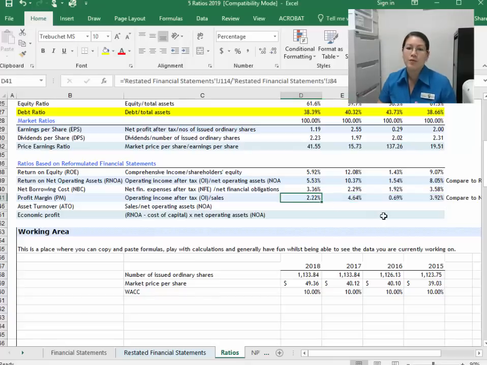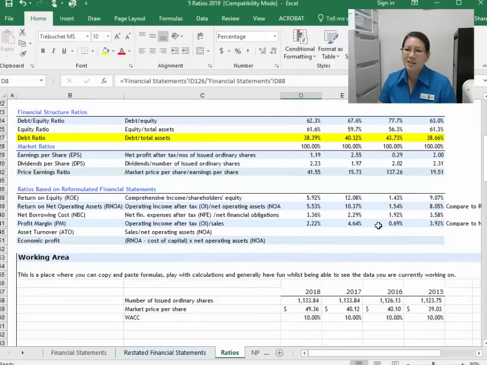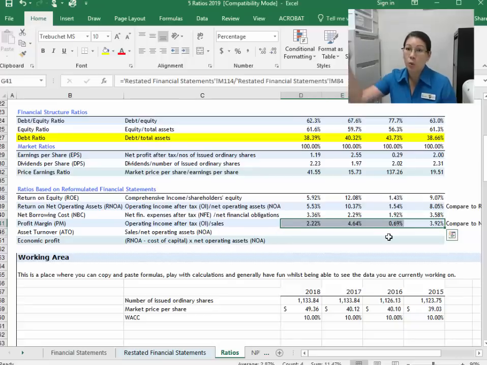For every dollar of sales, we've increased how much we're turning into profit. But still, that's still fairly small. 2%, that's 2 cents. So 2.2% is 2.22 cents. So it's still fairly small. And again, the trend, what's happening? So probably not the most positive thing.